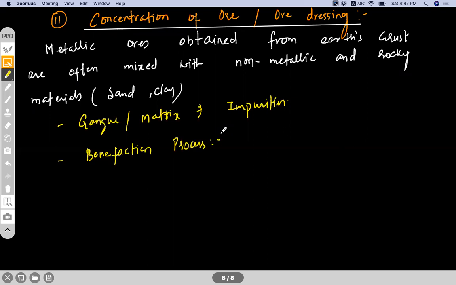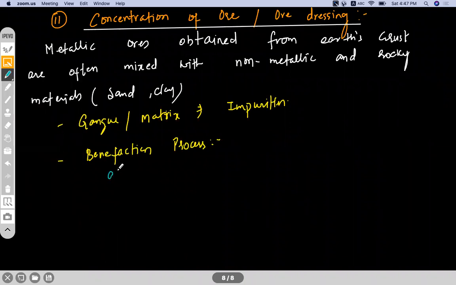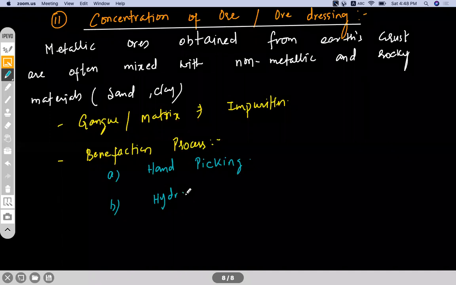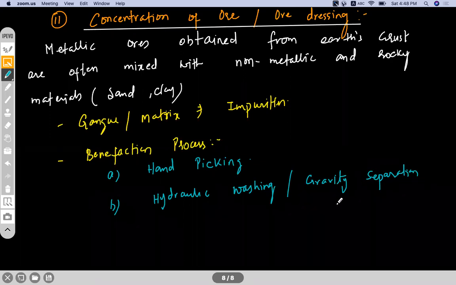Now, what do we do for the concentration of ore, for the benefaction process? The first method, like I said, under this concentration, we can do hand picking. Okay, I'm not dictating anything into this. You already understood the meaning of hand picking. So we can do hand picking. We can also do hydraulic washing, which is nothing but the gravity separation method. Copy this down.